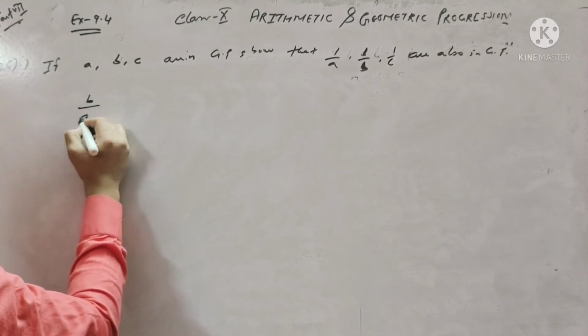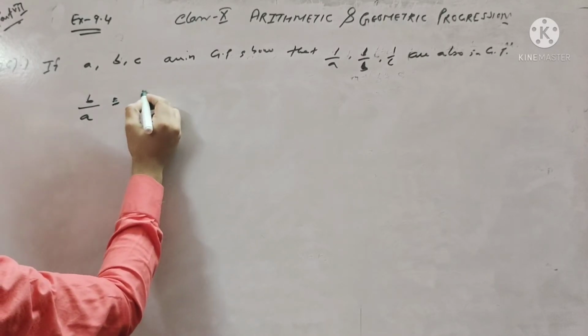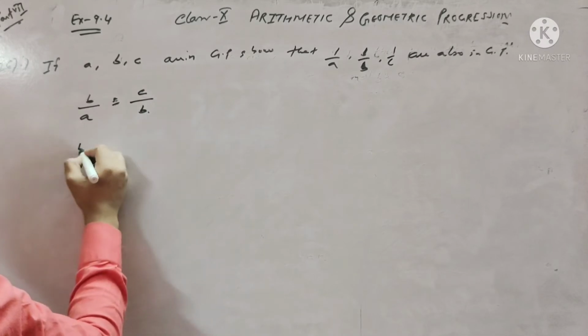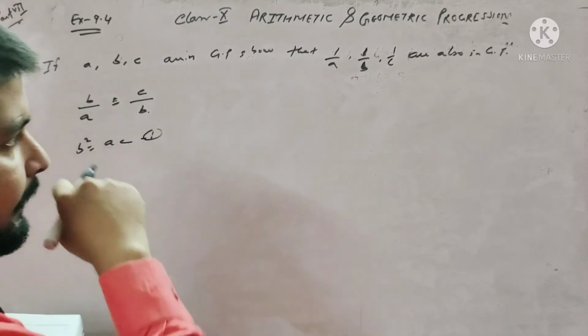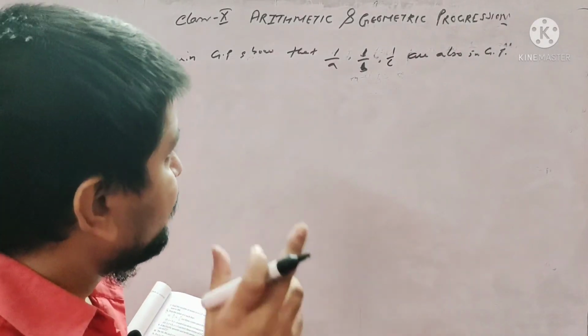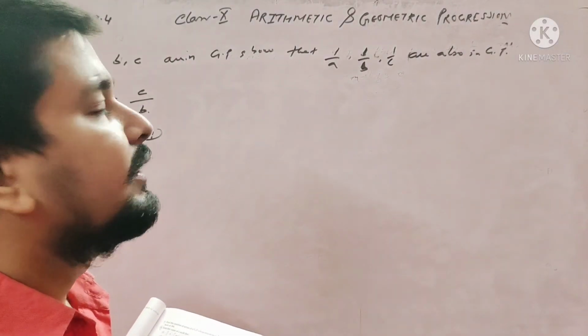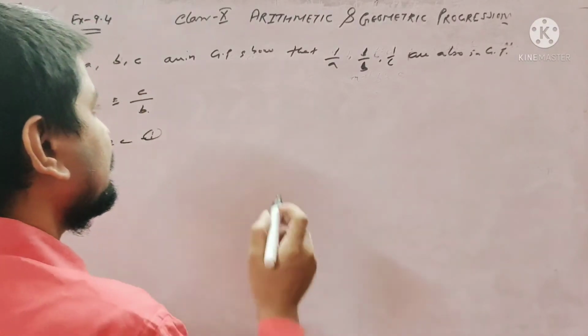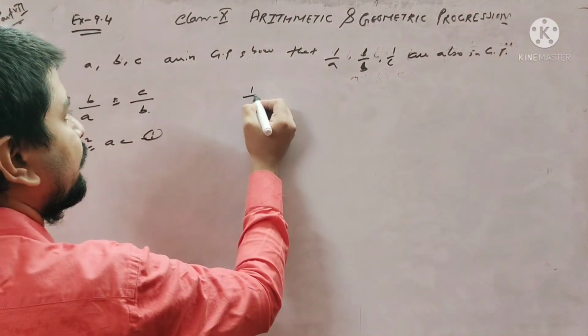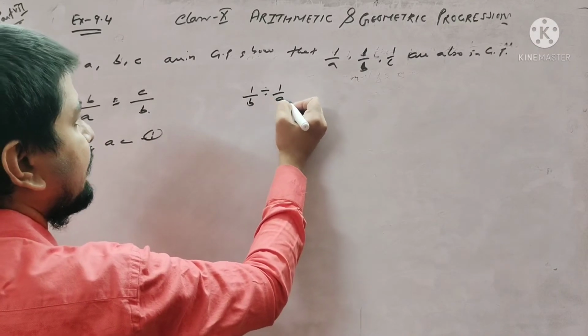We know that in a GP the common ratio is equal, so B by A equals C by B, that means B square equals AC. Question 1. If this statement is in GP, that means you prove that the common ratios between these are also equal. So first of all, solve 1 by B divided by 1 by A.